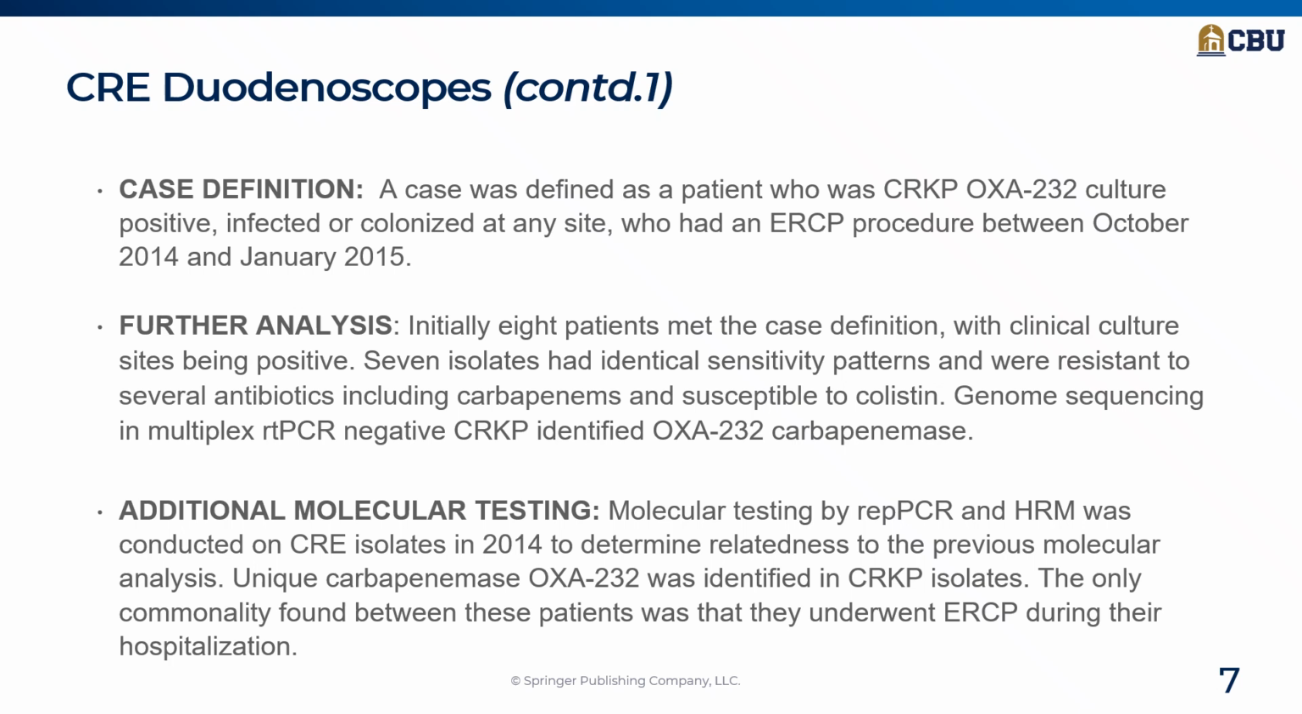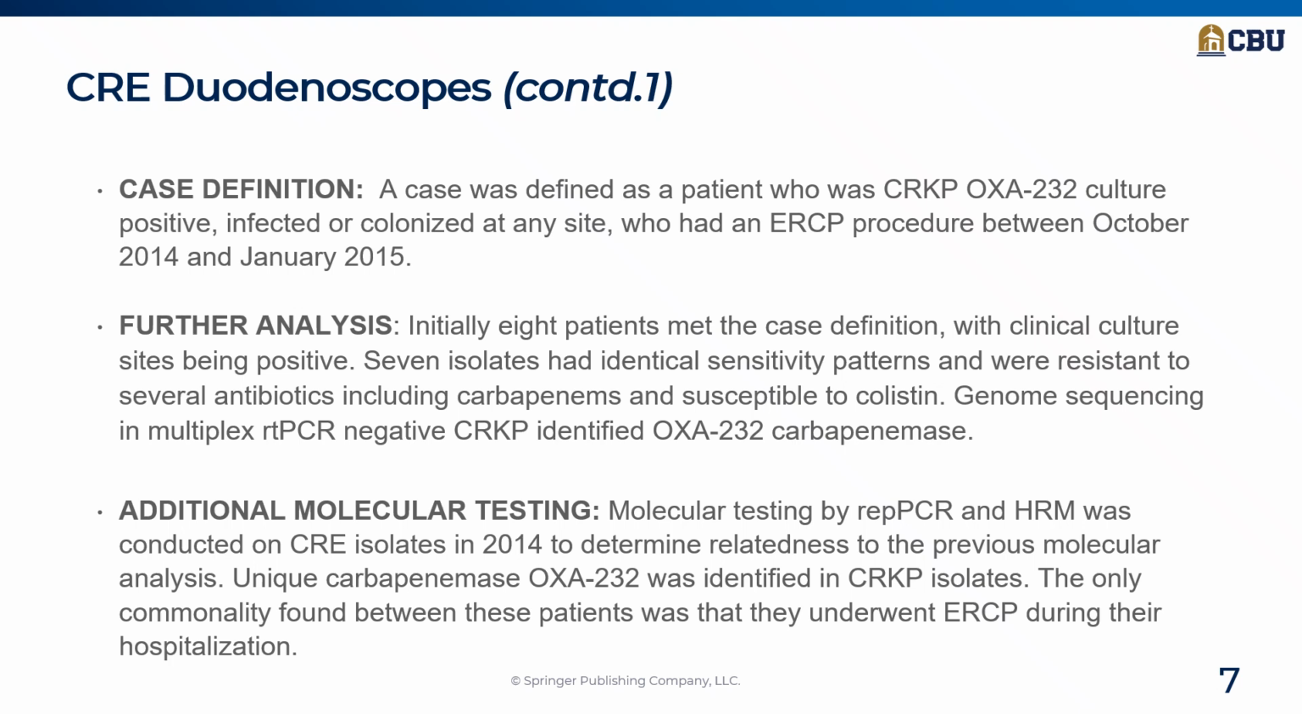In this outbreak, 15 patients met the case definition. A case was defined as any patient who is CRKP OXA-232 culture positive, whether they were infected or colonized, after undergoing an ERCP between October 2014 and January 2015. Sadly, 3 of these patients died during the hospitalization. Early on, 8 cases were identified. Cultures came from blood and abdominal sources like abscesses and drainage.